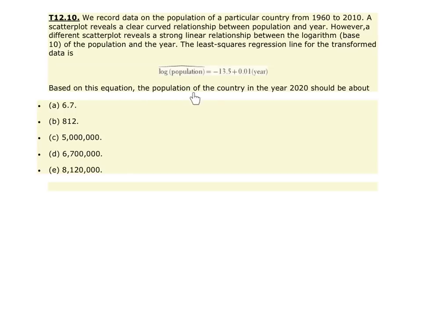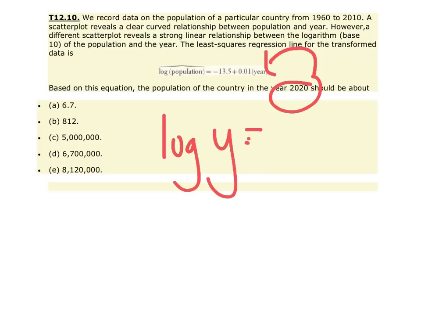Based on this equation, the population of the country in the year 2020 should be about what? To answer this, we are going to use the linearized function. Again, I could tell they thought it was exponential because they took the log of just the y, or the response variable. That's how you linearize exponentials. Let's make a prediction. So let's put 2020, which is our input for year, into here. So that'll be the log, and I'm just going to call this the log of y to make it simple for me. Negative 13.5. And then if we put in 2020 and simplify.